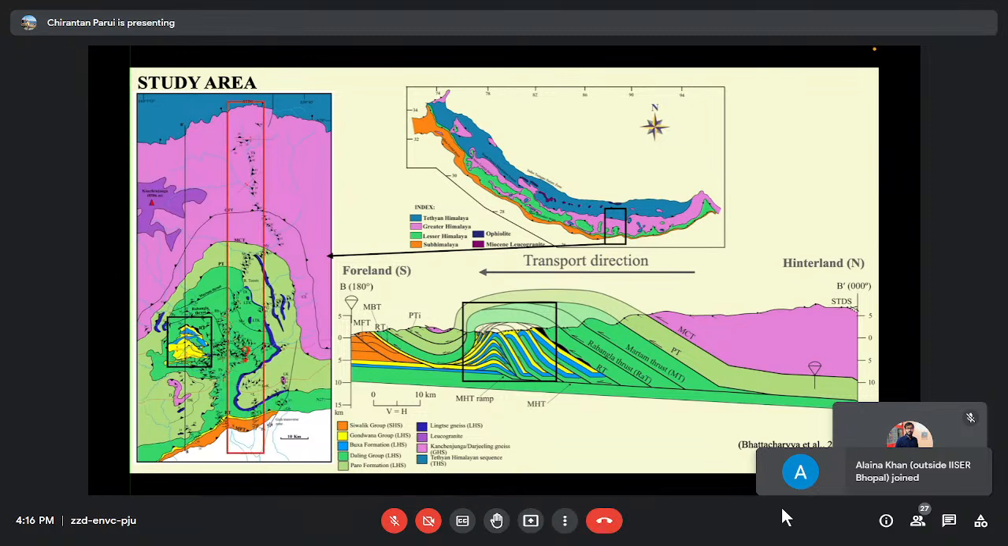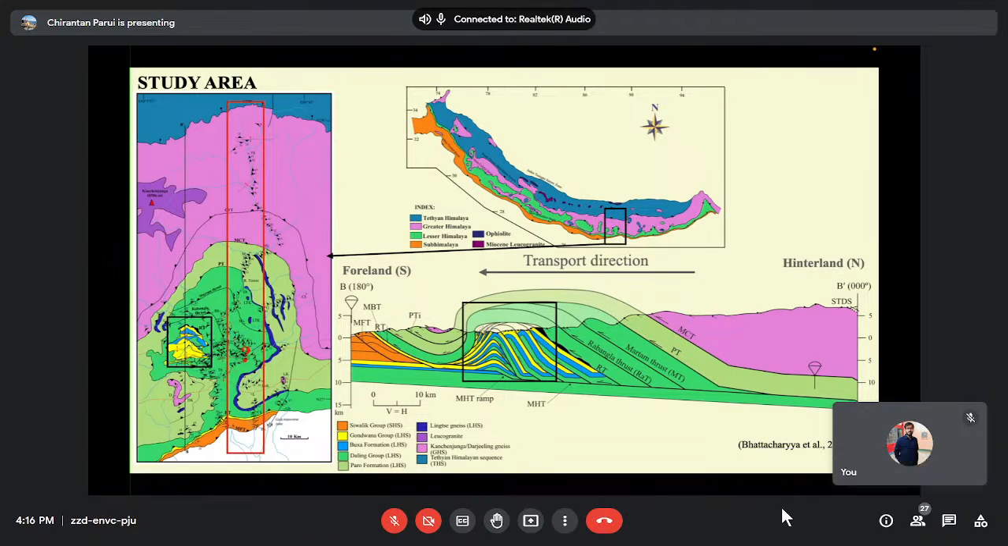blind in eastern Sikkim, giving rise to lateral variation in the structural architecture within 15 to 20 kilometers, providing a perfect platform to address this set of questions.